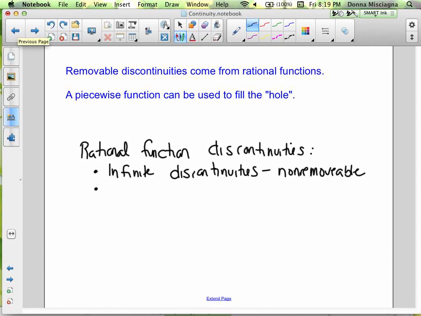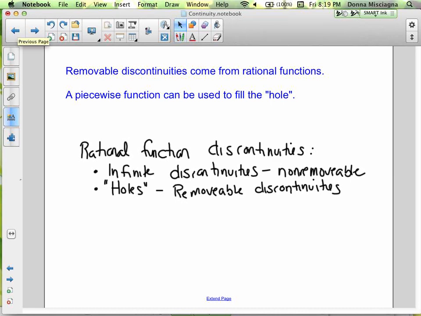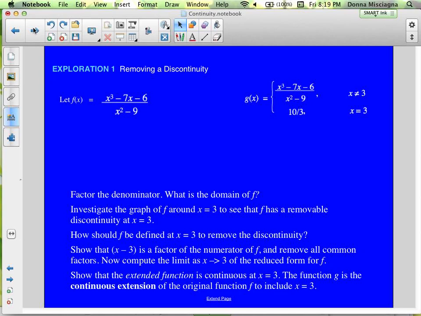And then we have our holes, right? Holes in the graph. And those are removable discontinuities. So we're looking for holes. We're going to fill in the holes. All right, so let's look at this one.